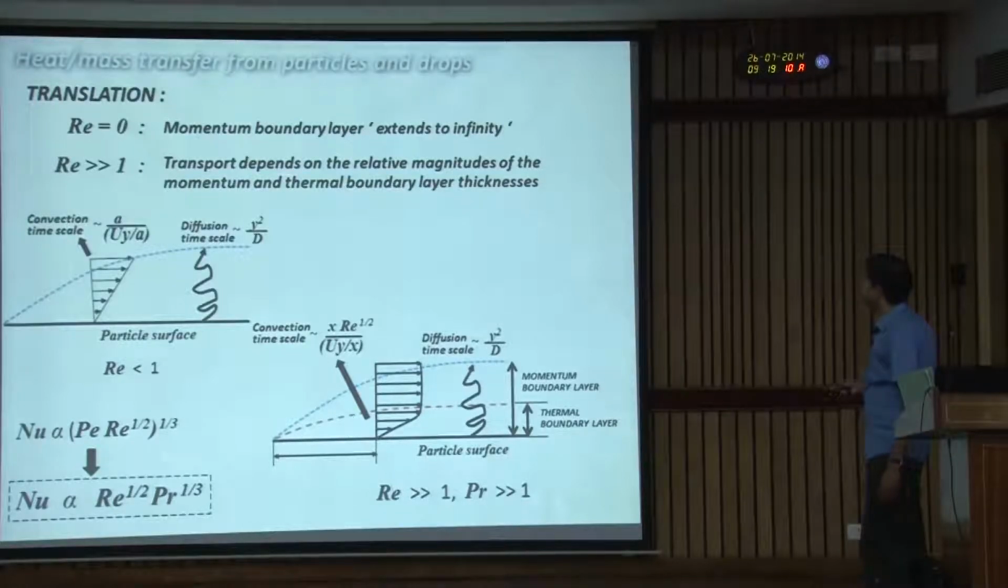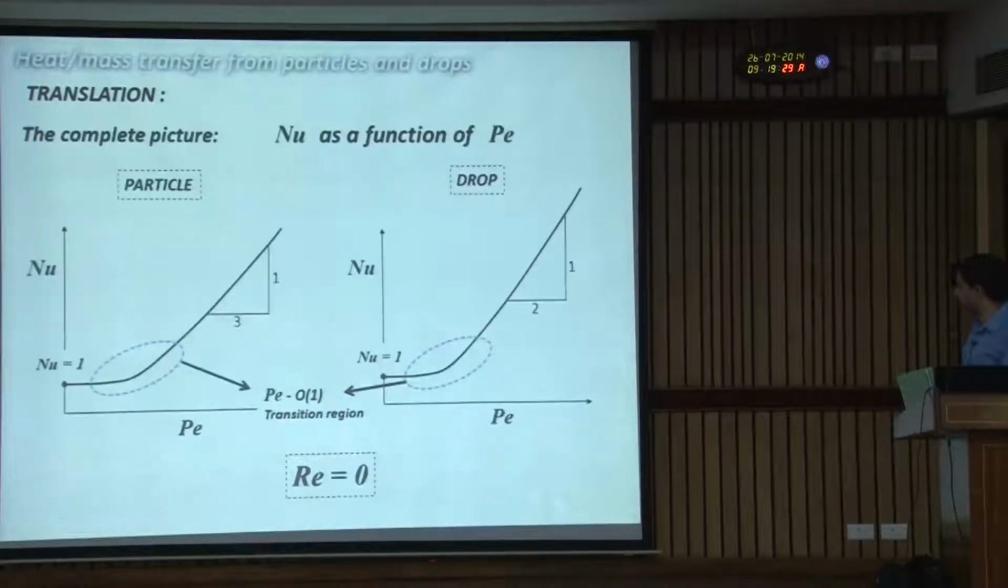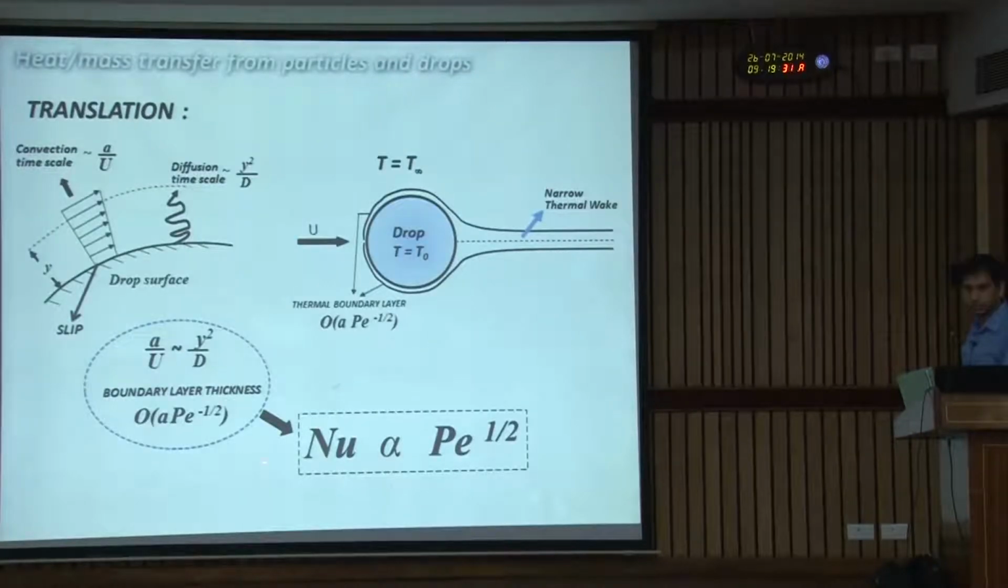So the momentum boundary layer at Reynolds equals 0 really extends to infinity. Now we can consider the complementary situation where Reynolds is much greater than 1. So we have both momentum and thermal boundary layers. And then we can talk about whether there are any simple situations where we can write down relations similar to this.